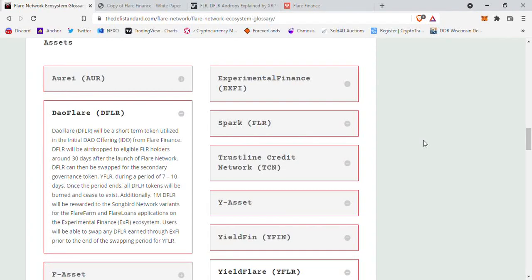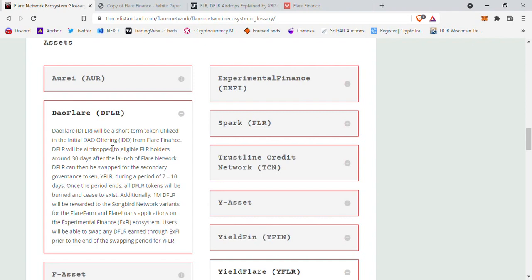Today we're going through DFlare and YFlare, really the use cases of each, what each of those assets are on the Flare network, and basically how you're going to get them, how they're going to be used, etc. So let's get into it. First of all, I want to go through DFlare.